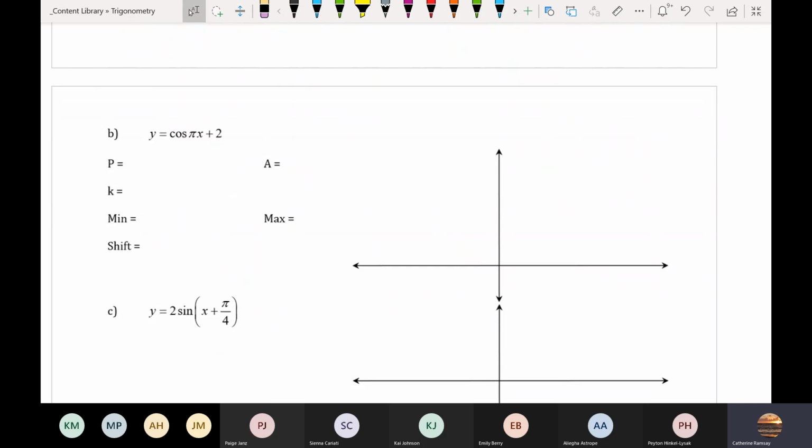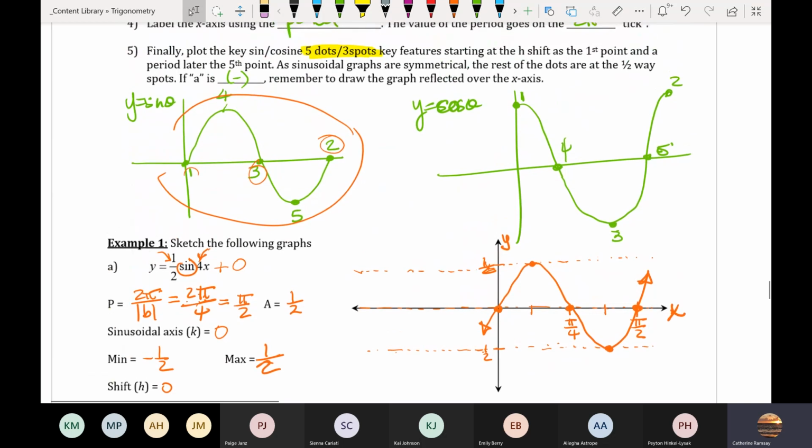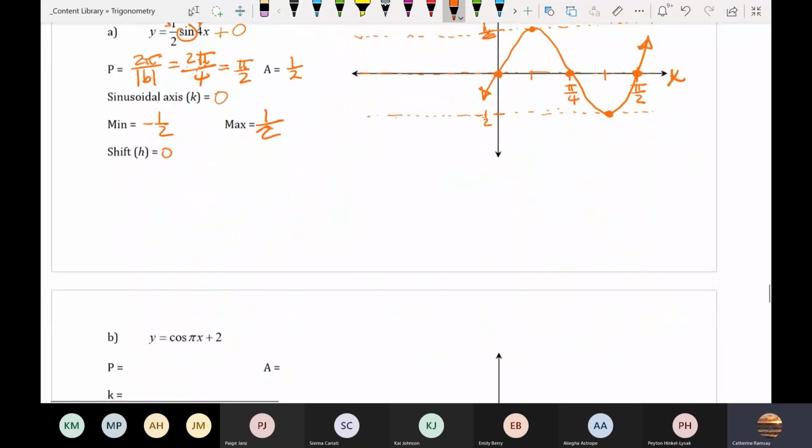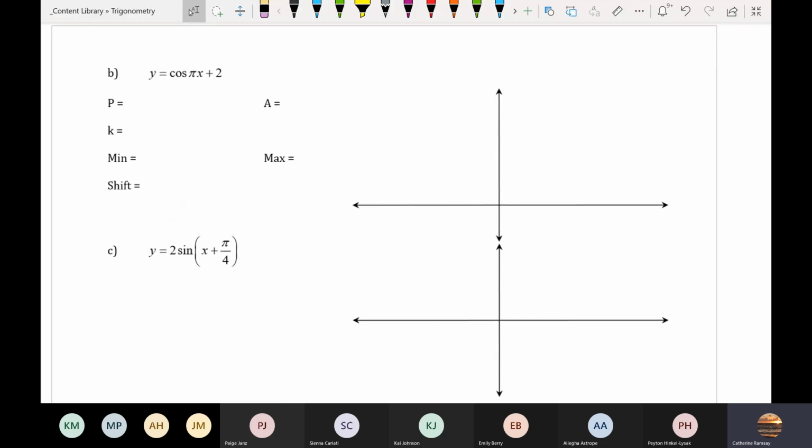Okay, so this time it's a cosine graph. Just to refresh your memory, a cosine graph here starts at a max, a period later it's at its max again, then halfway it's at a minimum, and halfway is the median. So you kind of have to memorize where the cosine graph and the sine graph start. Okay, so again, first thing is we figure out the period. The period again is 2 pi.